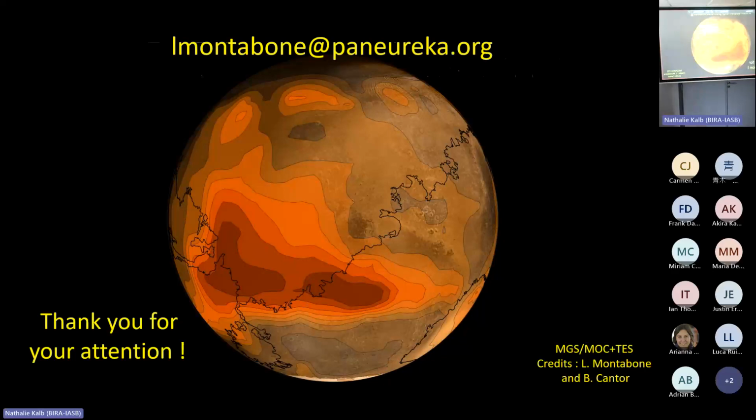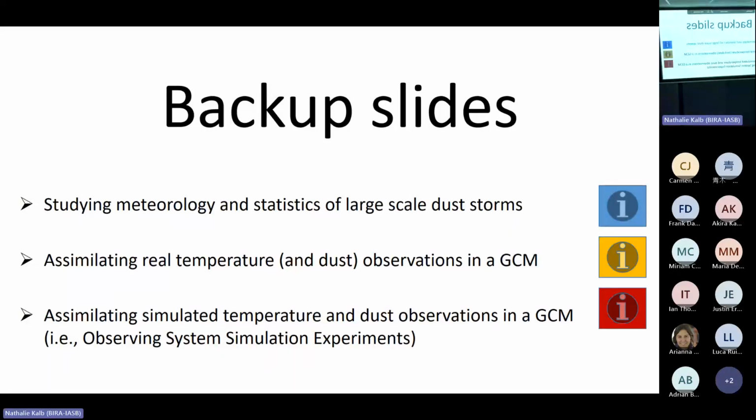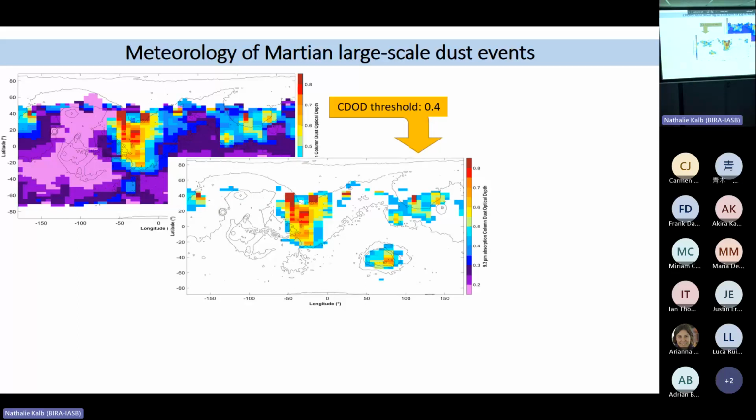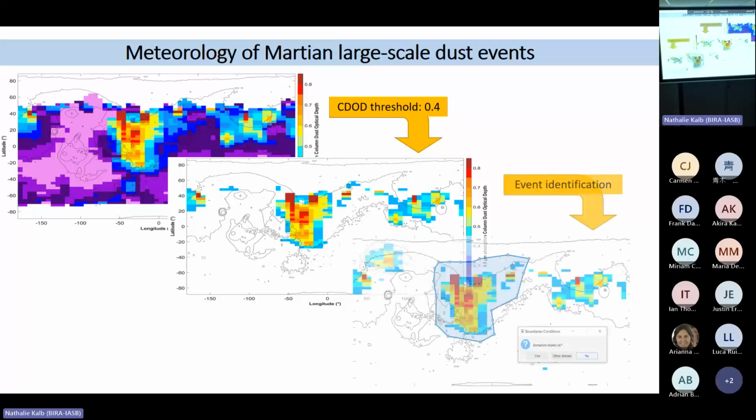It's okay. So could you click on this one, the blue information? So of course, we don't only create products, we also try to do some science. So when we take these maps, then we use different methods to extract the key information, like in this case, high dust opacity values, which means dust storms. And then we identify events and we can study the statistics of them, okay?